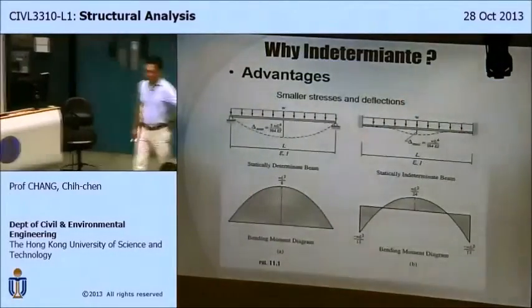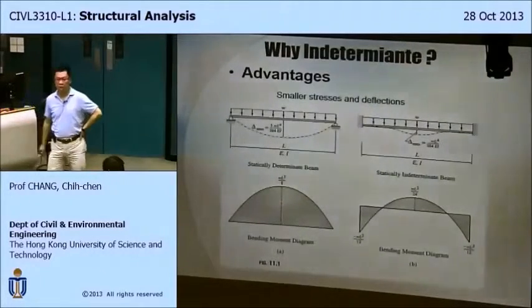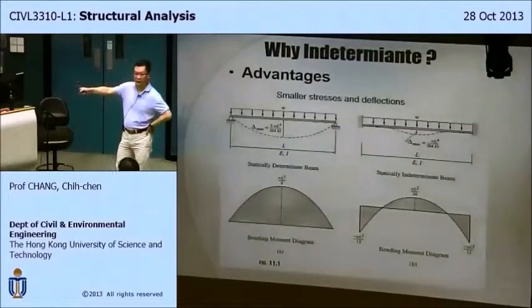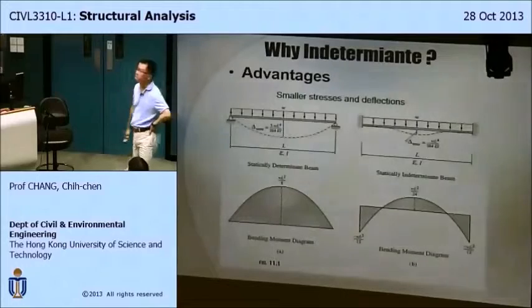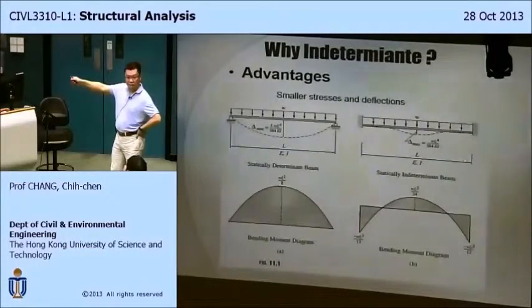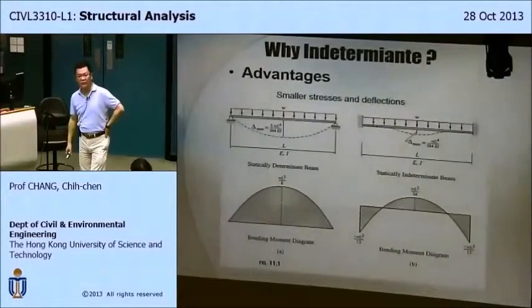So what are the advantages of using indeterminate structures? Left-hand side here is a simply supported beam. This is determinate, or you only need equilibrium. On the right-hand side is a clamped beam. Obviously, it's indeterminate. Three degrees indeterminate structures.